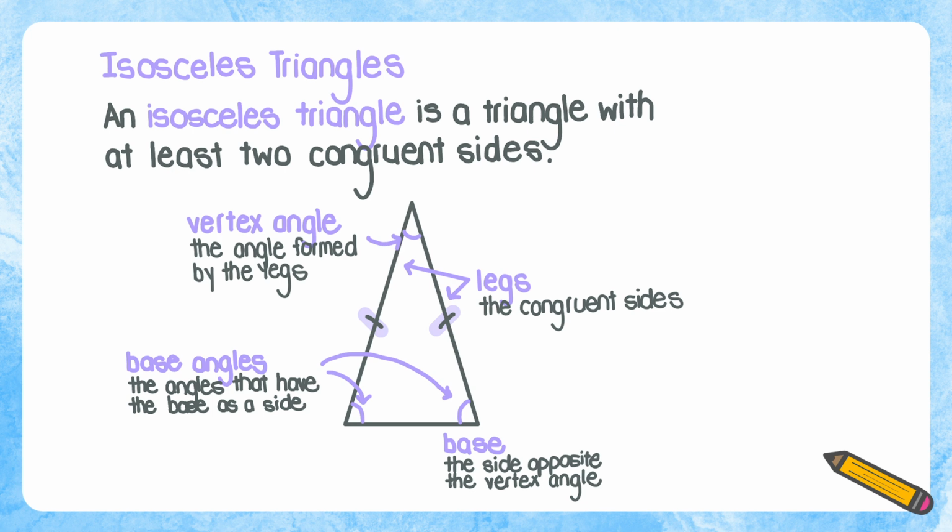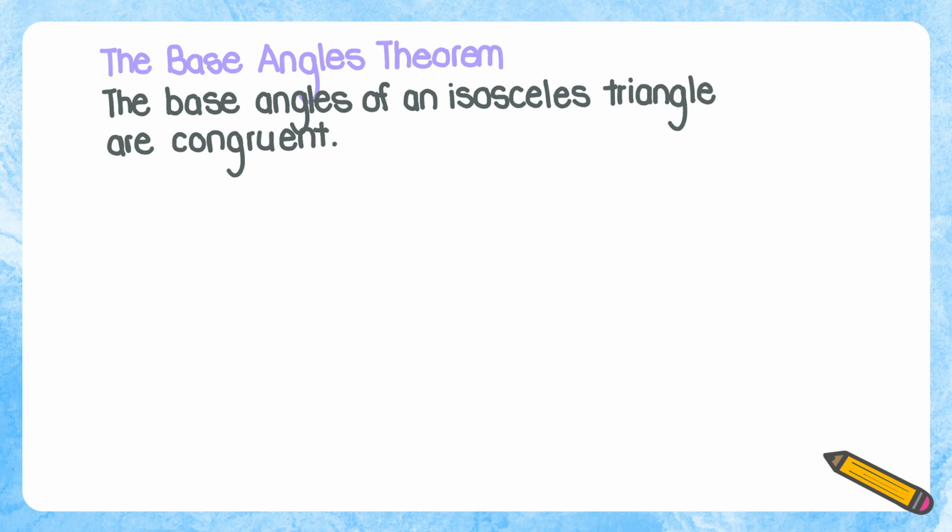I know I kind of just threw a bunch of words at you just now, but you can think of the base as just the side that's not congruent, and the base angles are the angles right by the base. And there's this theorem called the base angles theorem, and it states that the base angles of an isosceles triangle are congruent. So the base angles of an isosceles triangle share the same angle measure.